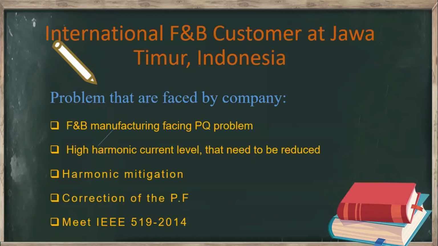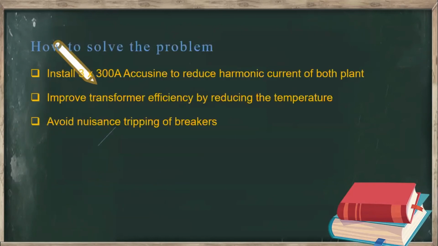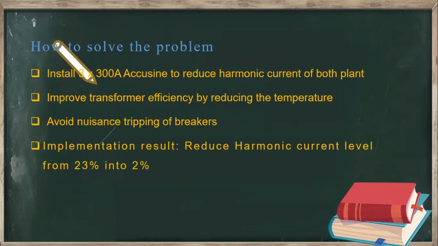Problems faced by company FMB manufacturing: the key problem is a high harmonic current level that needs to be reduced, harmonic mitigation, and correction of the power factor to meet IEEE 519. How to solve the problem? Install 3 times 200A accuracy to reduce harmonic current of both fields. Improve transformer efficiency by reducing the temperature. Over-enhancing scattering of motors. Implementation results: reduced harmonic current level from 30% to 2%.